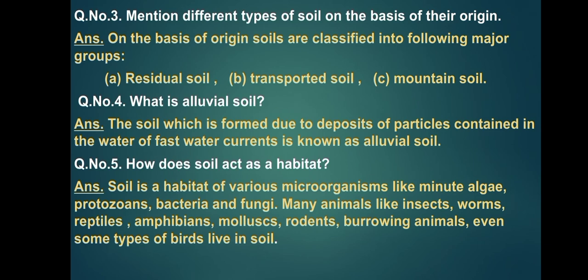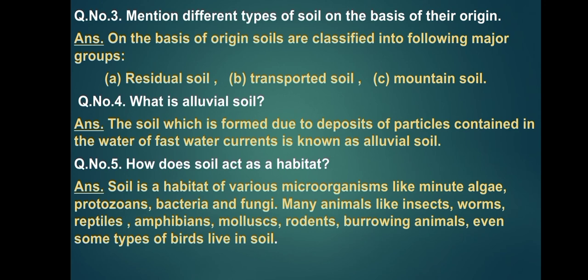Question number 3 is: mention different types of soil on the basis of their origin. On the basis of origin, soils are classified into some major groups, and the groups are residual soil, transported soil and mountain soil. Next question is: what is alluvial soil? The soil which is formed due to deposition of particles contained in the water of fast water currents is known as alluvial soil.